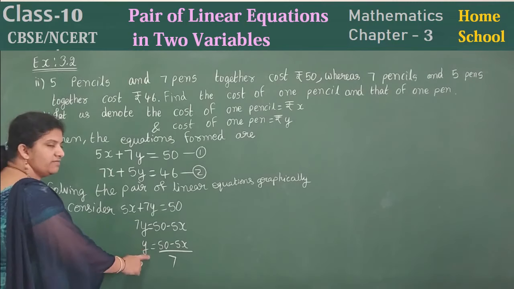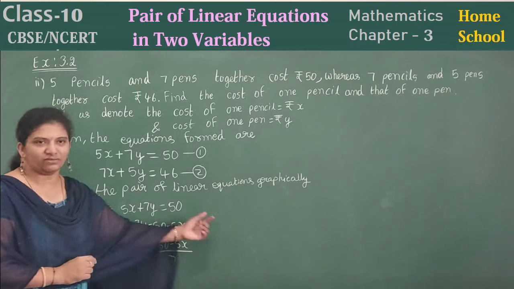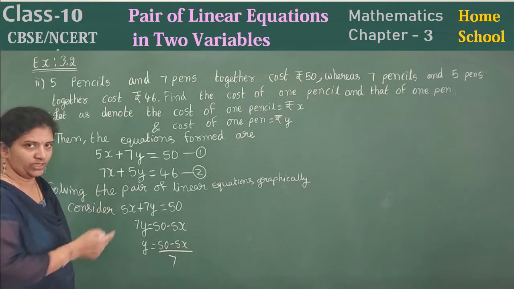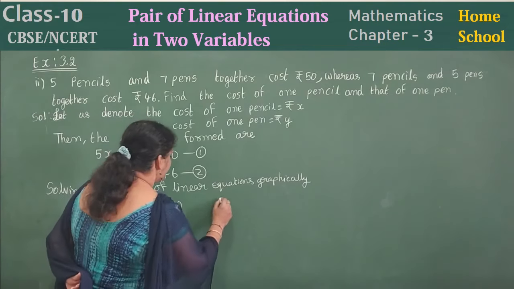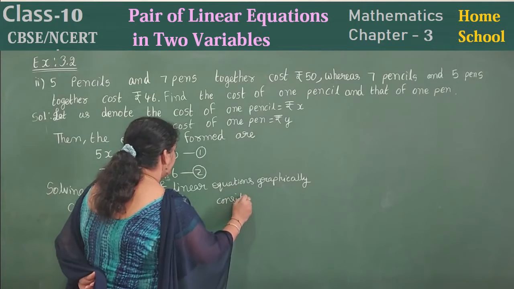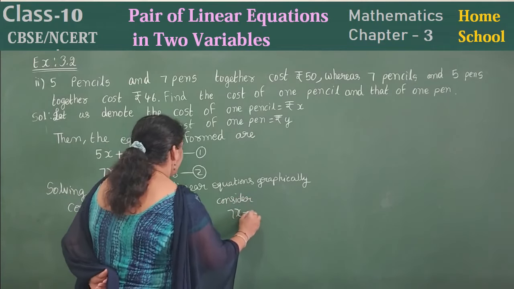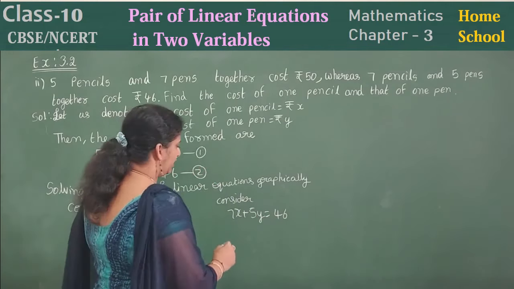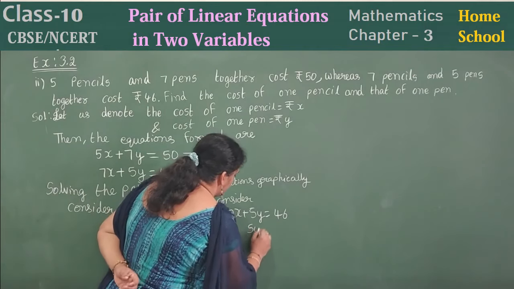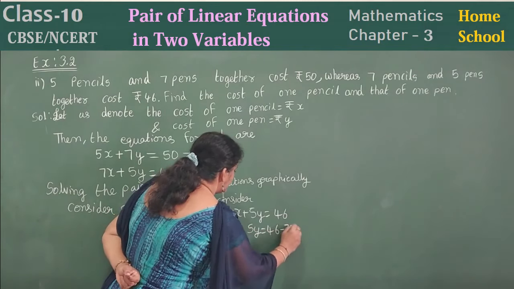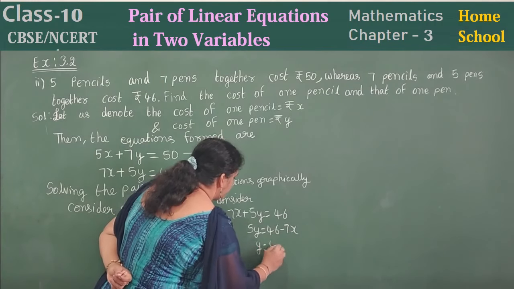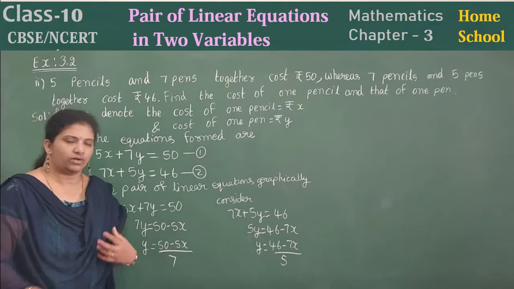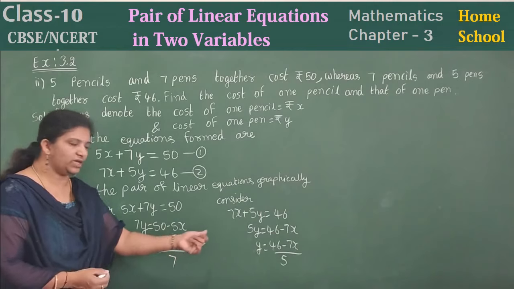Okay, so this is your first equation. Similarly, shall I convert here, due to less space there? I'll convert the second equation also here itself. Then I'll do the table. So see the second equation, children, here. Consider 7x plus 5y is equal to 46. That will be 5y is equal to 46 minus 7x. y is equal to (46 minus 7x) by 5. Okay, like this you are going to convert the equations.